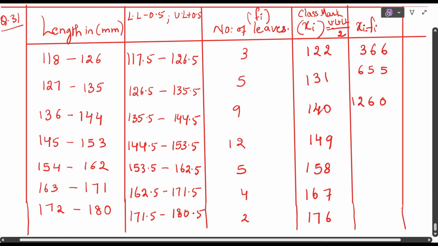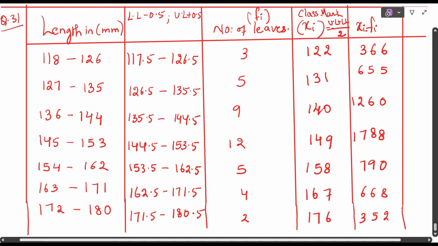12. Now 12 into 149. You will get 1788. Next 5 into 158. So 5 8s are 40, 25, 9, 790. Next 4 7s are 28, 24, 26, 668. Next 176 into 2. You will get 12, 15, 352.